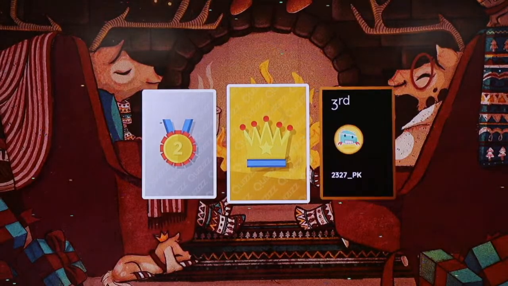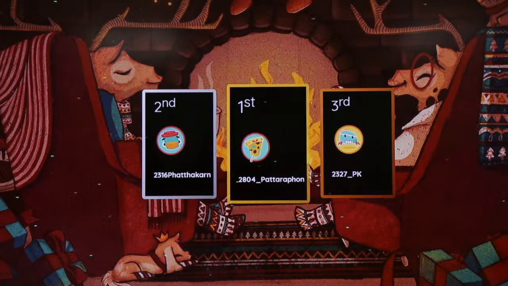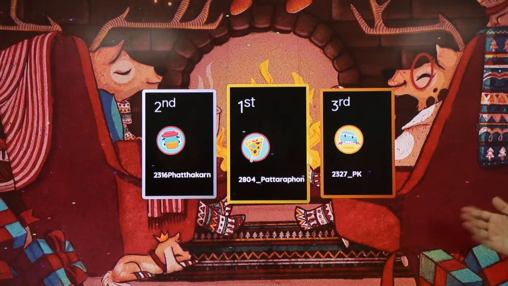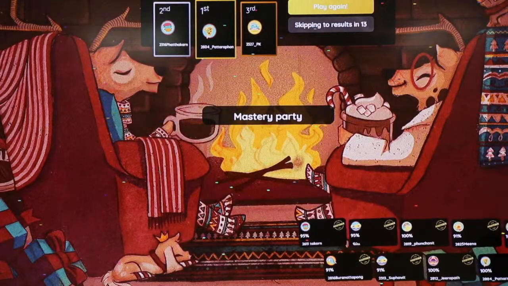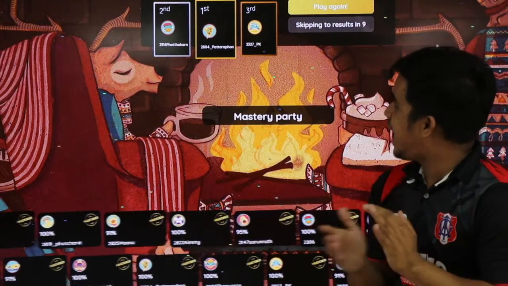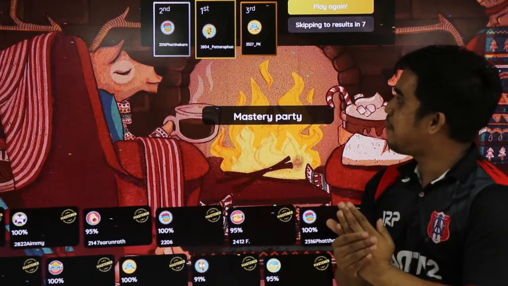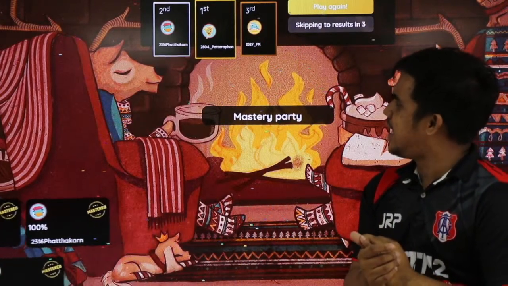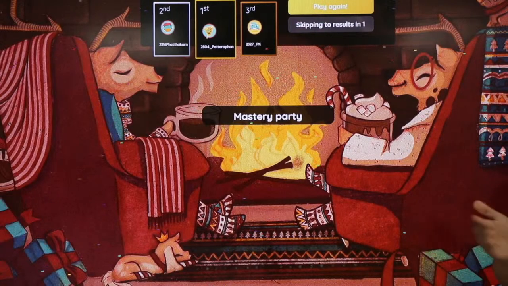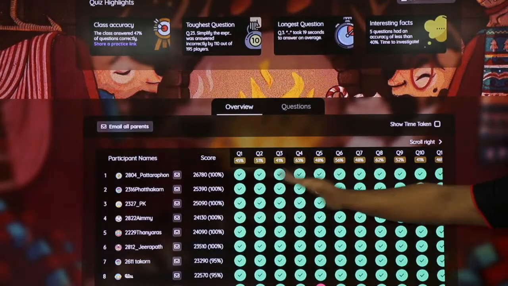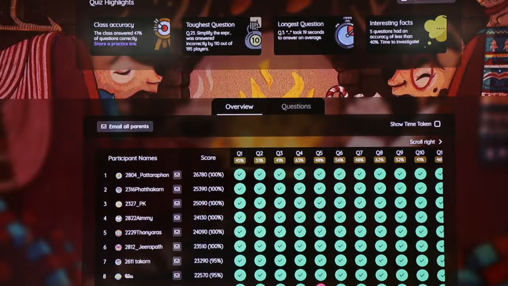Okay, let's see. Who is the third? Third, congratulations from room 3, number 27, PK! Amazing! And we have room 8, number 4, Patarapon. And second placer is room 3, number 16, Patakon. And room 8, number 4 is the winner on today's quizzes. Congratulations. The top 3 got all the correct answers.